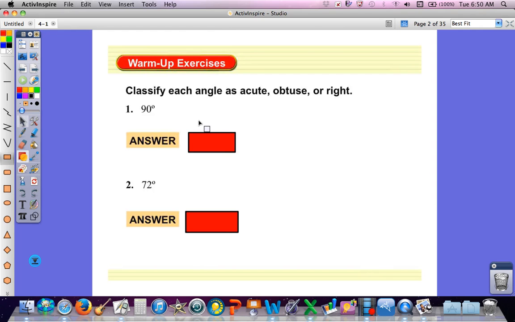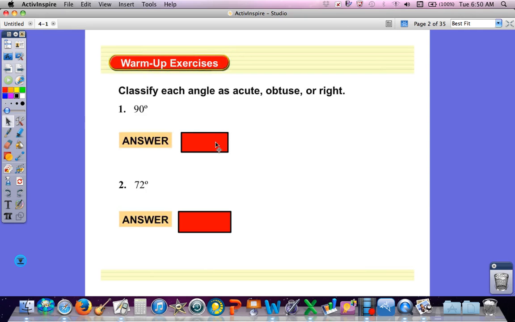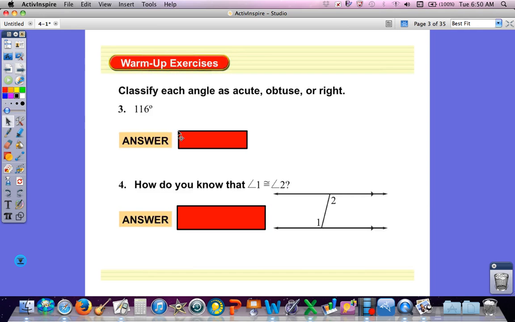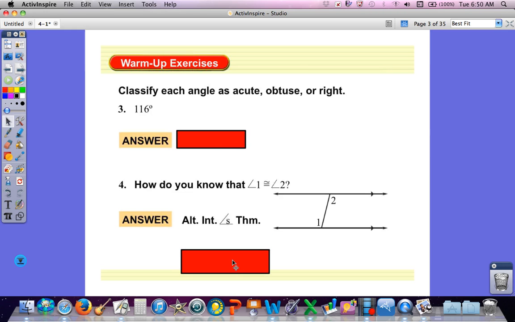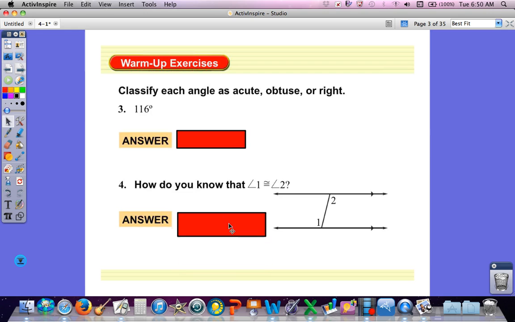Okay, there is a review here, a few questions. You can pause if you want to. Okay, 90 degrees is right. 72 is acute. Obtuse. So how do you know that angle 1 is congruent to angle 2? Alternate interior angles theorem, because they show you that these two lines are parallel.